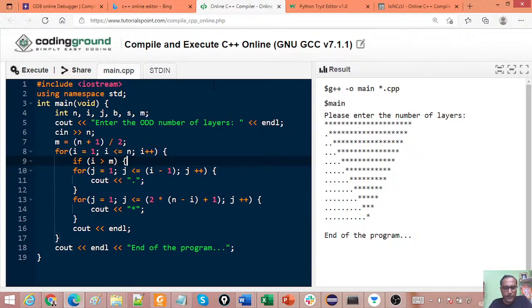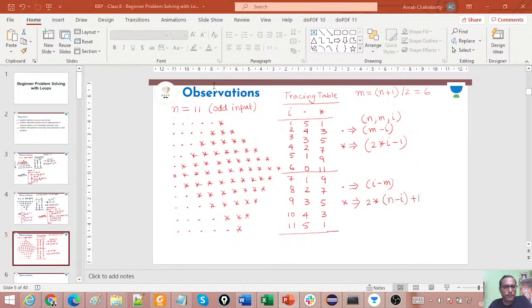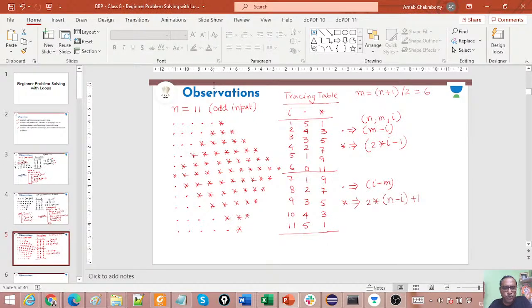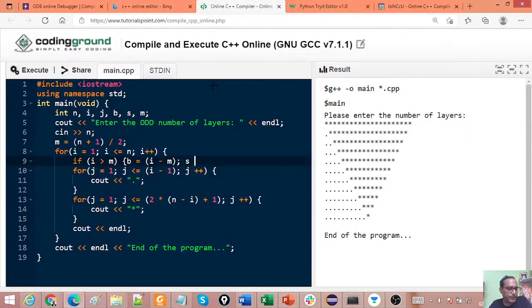What is the number of blanks for the lower half? I minus m. Okay, go for I minus m. What is the logic for the star in the lower half? 2 into n minus I plus 1. That is the logic for the star in the lower half. So I shall go for a is equal to 2 into n minus I plus 1. Let me do a cross check.